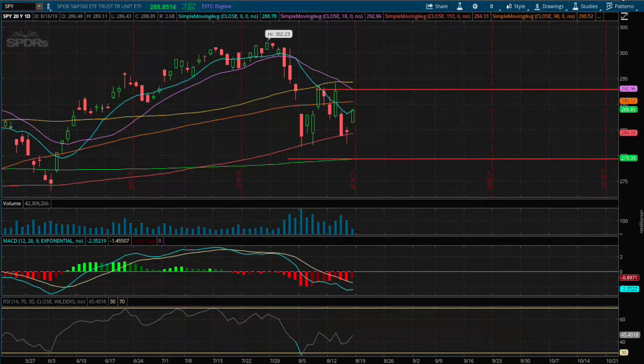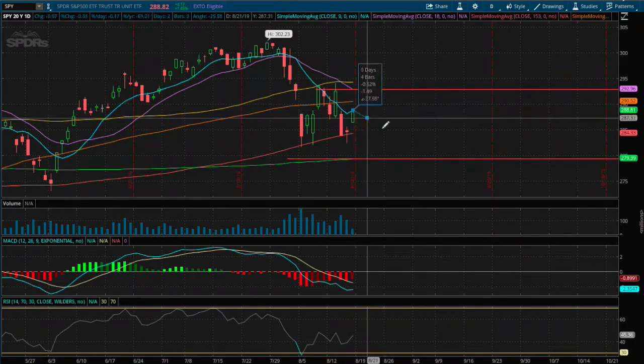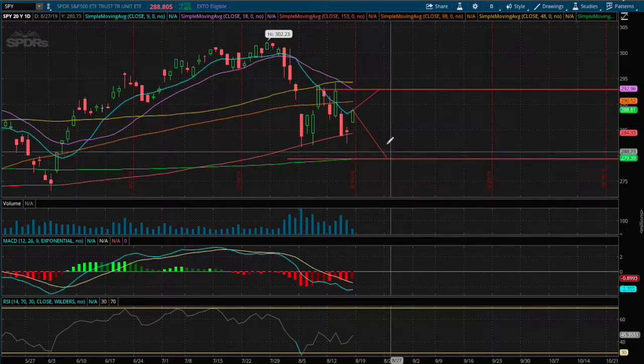So if we were to move on higher, that price movement is roughly around 4.1%. And if we were to move down to the 200-day moving average, that is around a 3.2% move down.